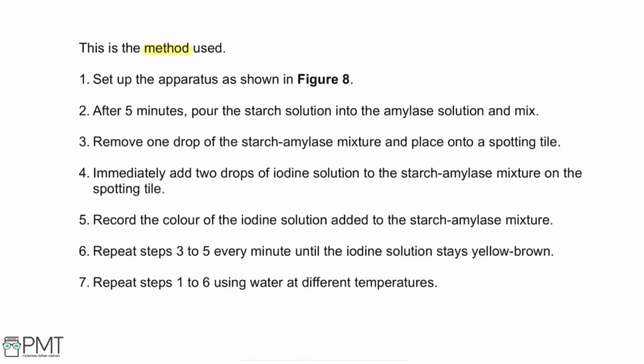This is the method used. Set up the apparatus as shown in figure 8. After 5 minutes, pour the starch solution into the amylase solution and mix. Remove 1 drop of the starch amylase mixture and place onto a spotting tile. Immediately add 2 drops of iodine solution to the starch amylase mixture on the spotting tile. Then record the colour of the iodine solution added to the starch amylase mixture. Repeat steps 3 to 5 every minute until the iodine solution stays yellow-brown. Repeat steps 1 to 6 using water at different temperatures.